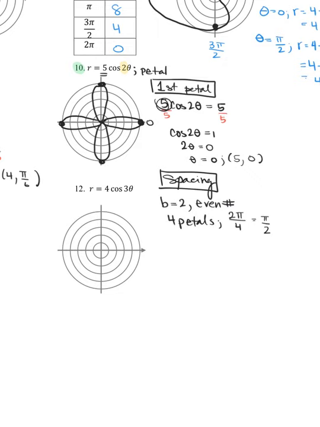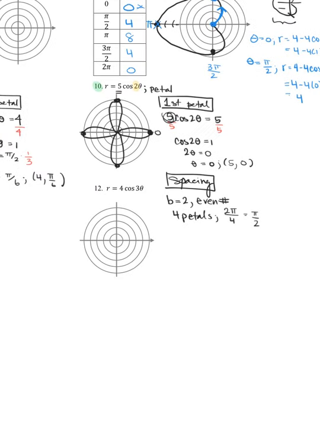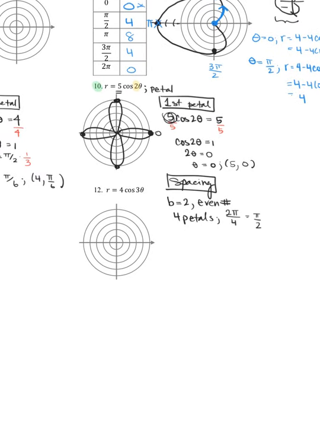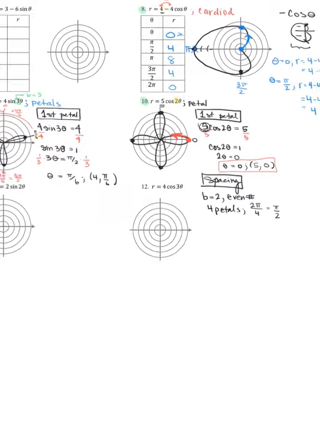And I just realized I did not do my start and stop on any of these, on the petal ones anyway. So let me go back and do that real quick. So let me finish up number 10 here. Okay, so my first petal was here at theta equals 0, right? So theta is equal to 0, so that was this dot right here, and then headed in this direction. Okay.